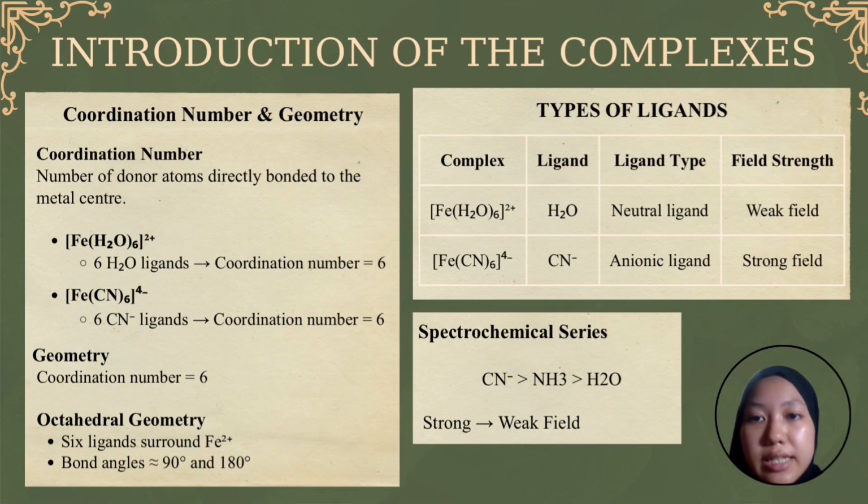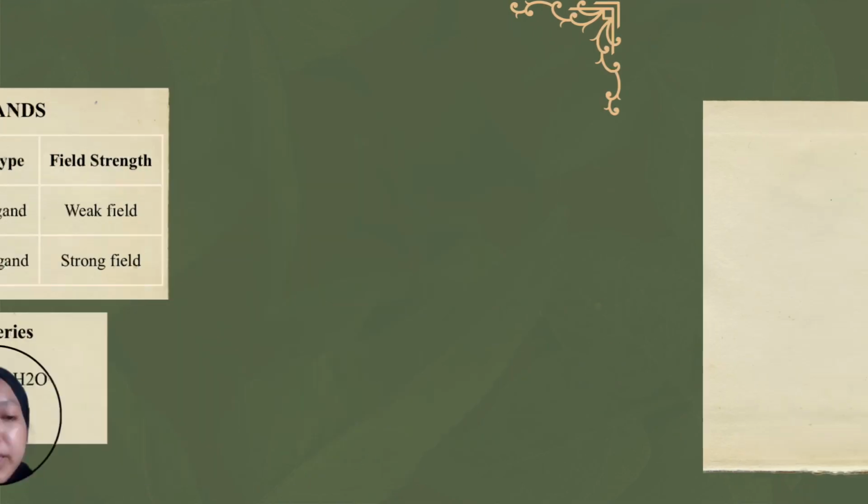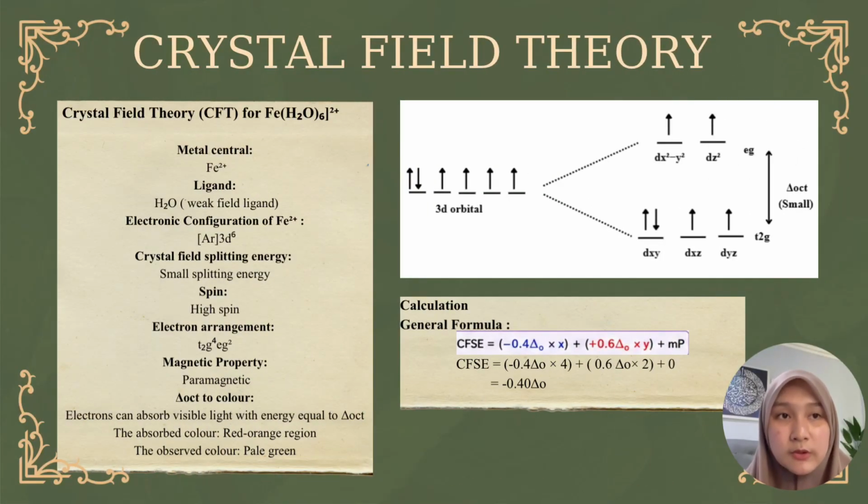Water is a neutral ligand and acts mainly as a sigma donor. It is classified as a weak field ligand and therefore produces a small crystal field splitting energy. Cyanide is a negatively charged ligand. It is a strong sigma donor and also a pi acceptor ligand. As a result, it produces a much larger crystal field splitting energy value. According to the spectrochemical series, cyanide is much stronger than water, which explains why these two complexes exhibit different electronic and magnetic properties. Next, I will explain the crystal field theory for the first complex, which is hexaaquairon(II) ion.